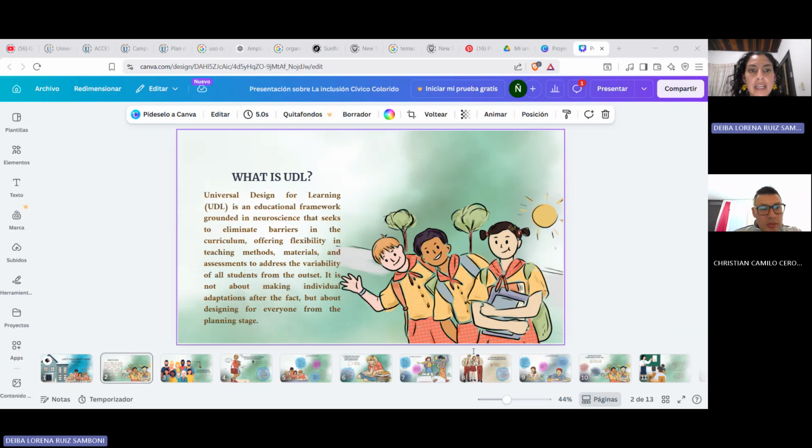Universal Design for Learning is not a theory, but a way of thinking about teaching from a diversity perspective. It starts from the idea that there are no average students, but rather learning differences of identity. Learning is designed from the beginning to include everyone.